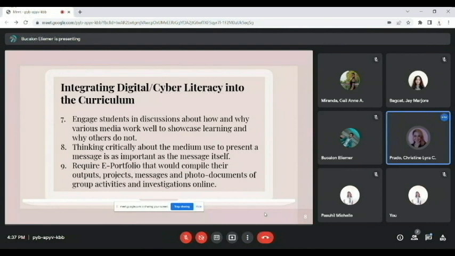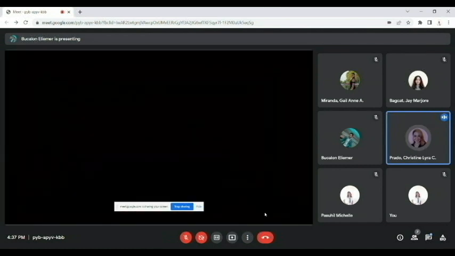So seven, engage students in discussions on how and why using media works well to showcase learning and why others do not. Eight, thinking critically about the medium used to present a message is as important as the message itself. Ninth, require a portfolio that would compile their outputs, projects, messages, and photo documents of group activities and investigations online.